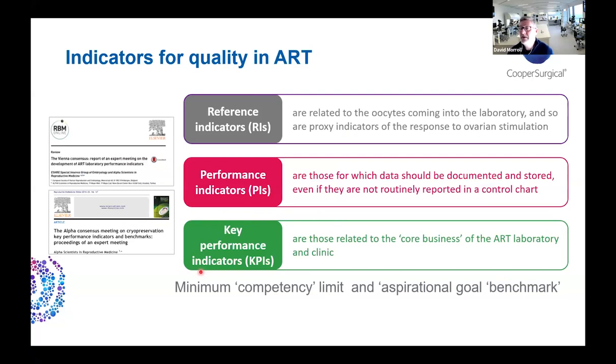This is taken from the Vienna Consensus, and we've got three types of quality indicator. We've got the reference indicators, which are really telling us about what's coming into the lab. So proxy indicators of ovarian stimulation. Performance indicators, which are the ones that are considered worth collecting, but maybe not so critical that we need to analyze them on a regular basis. And then the ones that we obviously are more interested in, the key performance indicators, which are related to the core business. And these are the ones that we would want to take a closer look at more routinely.